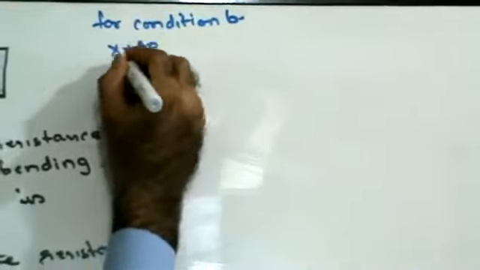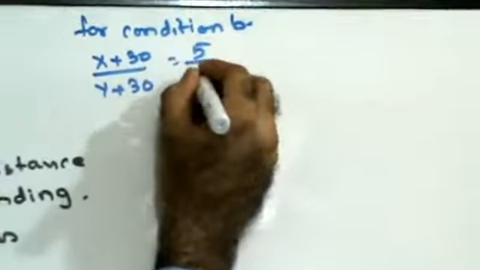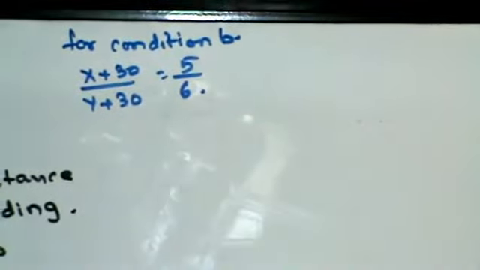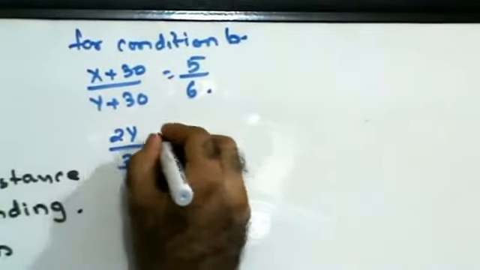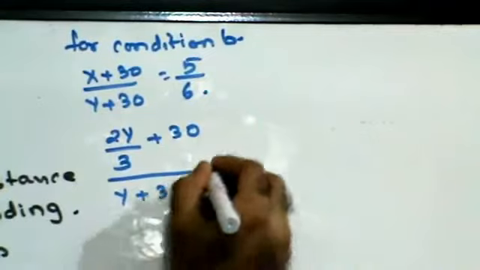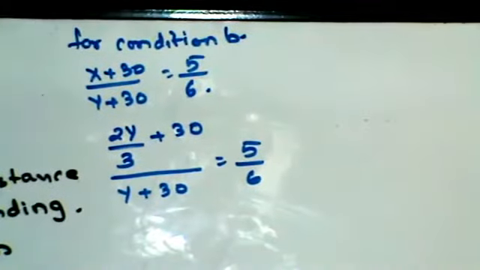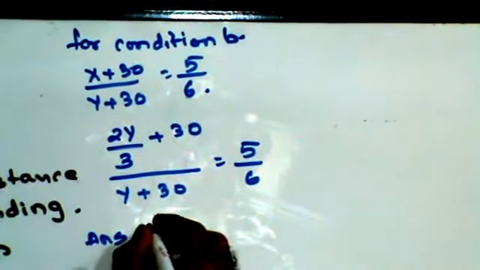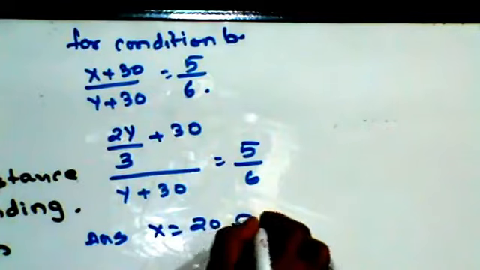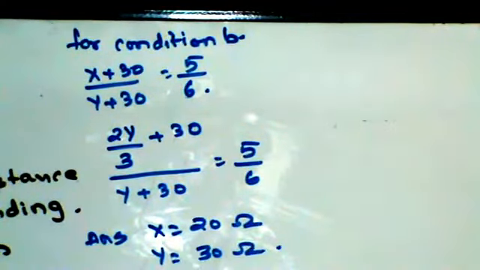Now for condition B, I can say that condition B says that x plus 30 upon y plus 30 is 5 upon 6. But we have the value of x. X can be substituted as 2y upon 3, plus 30 upon y plus 30 is 5 upon 6. Now, the only unknown in that equation becomes y. So I should be able to get the answer for this. The answer for this sum should be, x should come out to be 20 ohms, and y should come out to be 30 ohms. Next, take our next sum please.